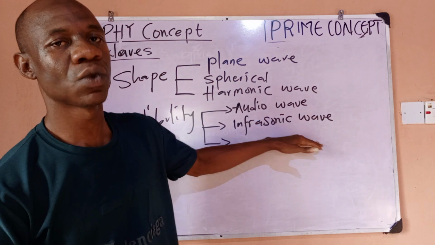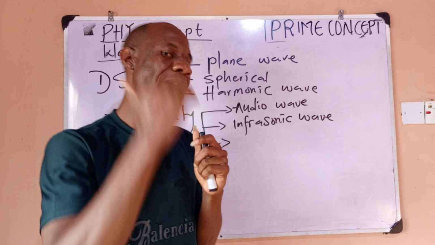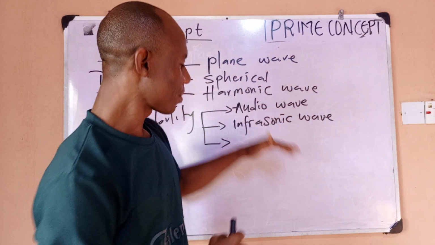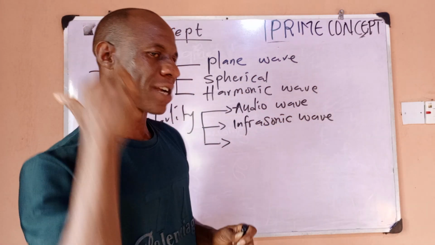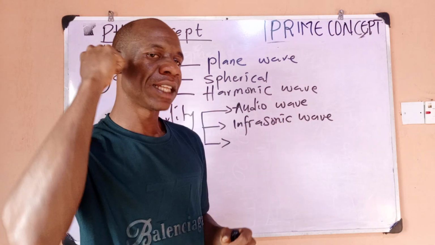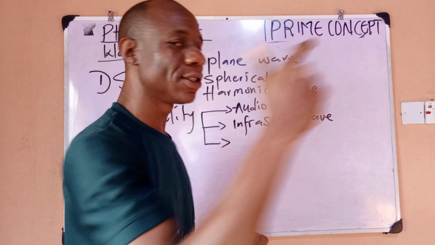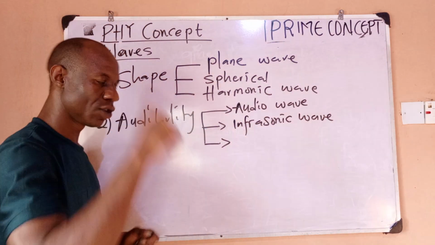So infrasonic waves are waves that are below what humans can hear, right? It means if you try to hear infrasonic sounds, your eardrums will be affected. It won't be very comfortable because you strain just so you can hear. It is below human hearing.